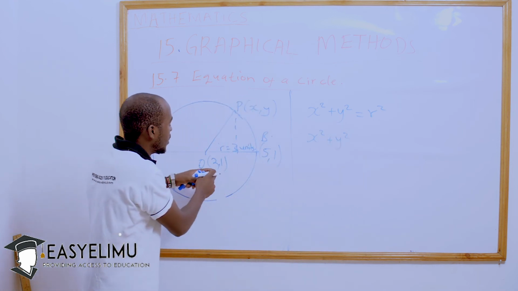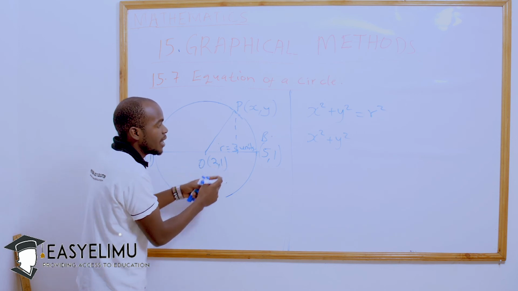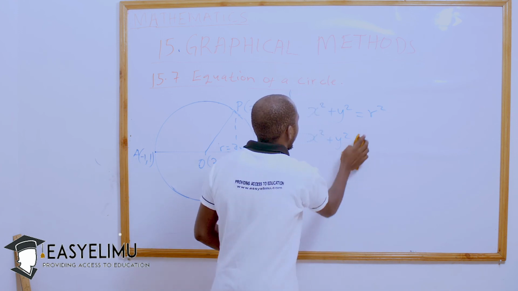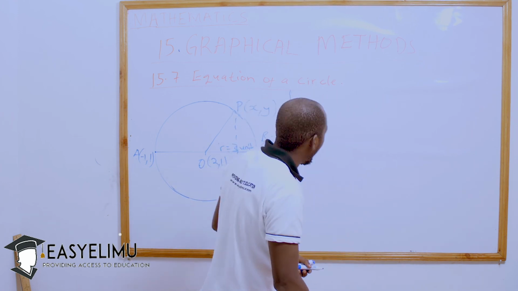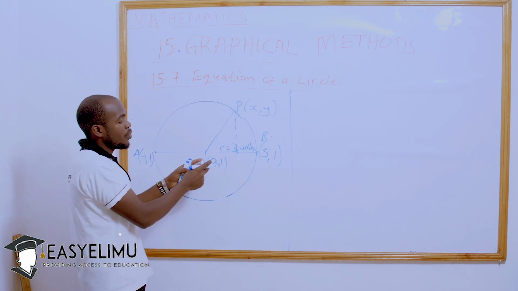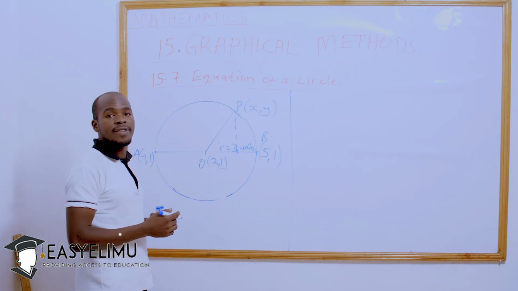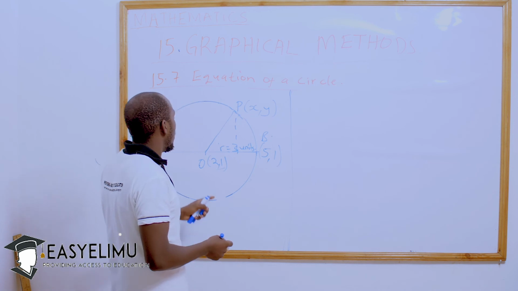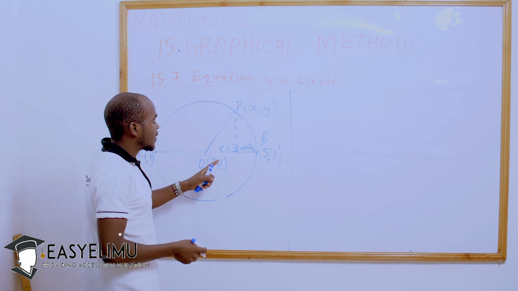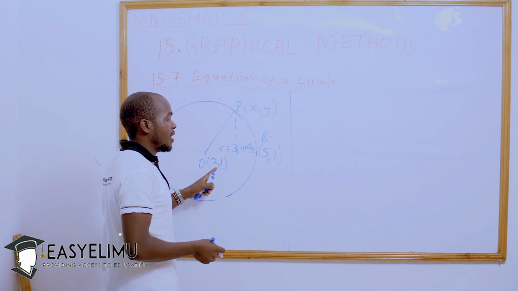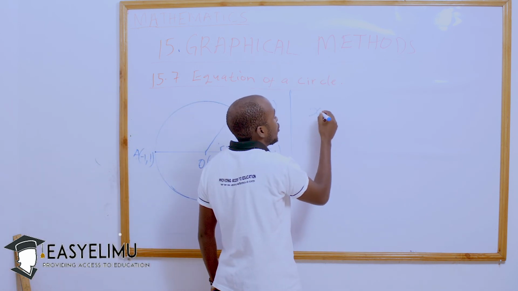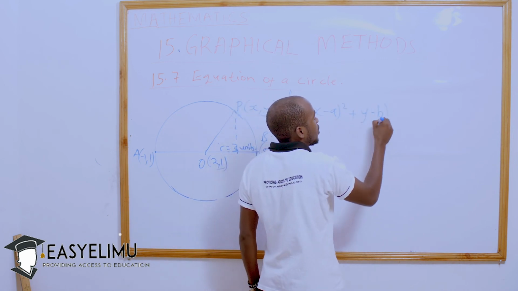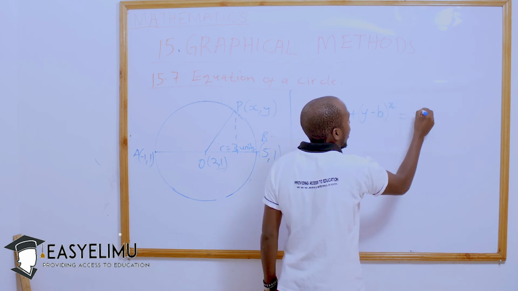And since here we are having the center being 2, 1, then what we shall do here will change. It will not be that. Since we had 2 formulas, if the center is 0, 0, then you will use that formula x squared plus y squared equals r squared. But if the center has some values inside, numbers like this, we said we shall use a formula of x minus a squared plus y minus b squared is equal to r squared.